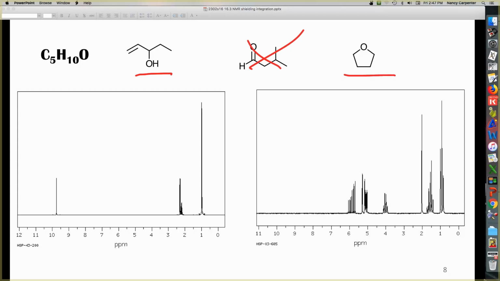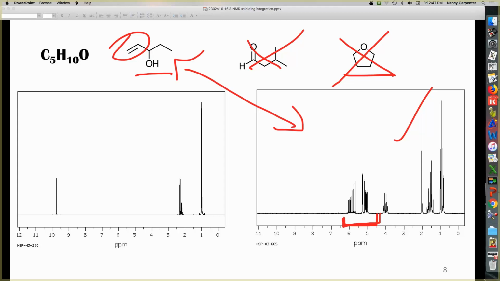Well, it's a hell of a mess. But what you can see, you have an awful lot of signals between 5 and 6 parts per million. And if you look at your correlation chart, well, you shall see that that is exactly where alkene hydrogens show up. So, since I don't have any alkene hydrogens in that molecule, we're not going to say for sure that that is a match for the alcohol here.